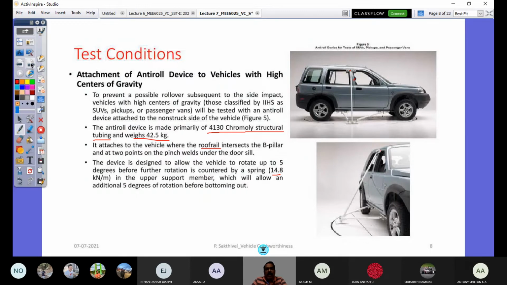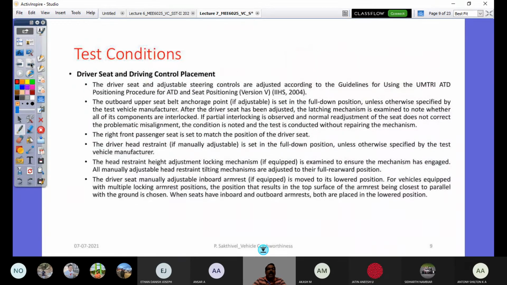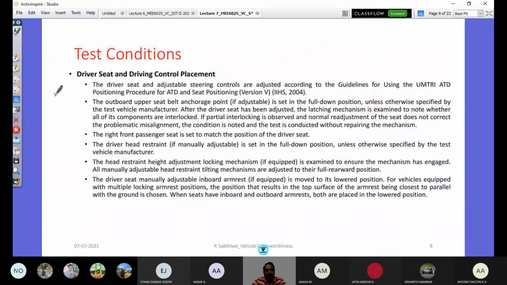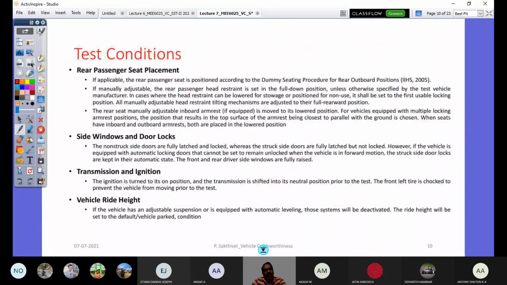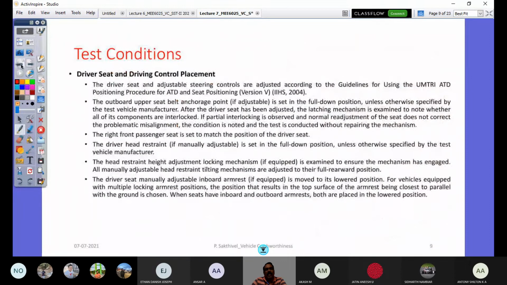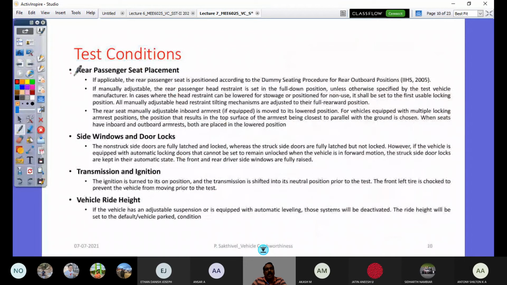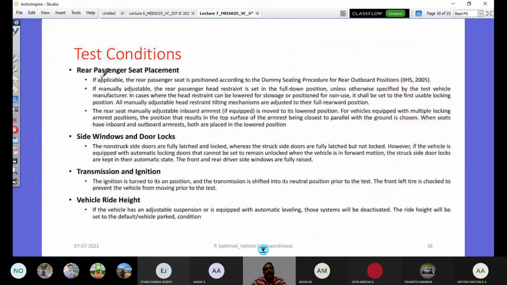And if you look at driver seat and driver control placement, this is again the dummy preparation. You can go through this as I will be uploading these notes. And then you see rear passenger seat placement. The driver seat and driver control placement is similar to whatever you saw in the morning test, but since it is a side impact test, you put a rear passenger seat placement.